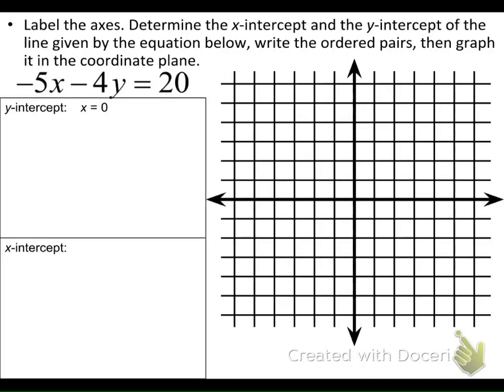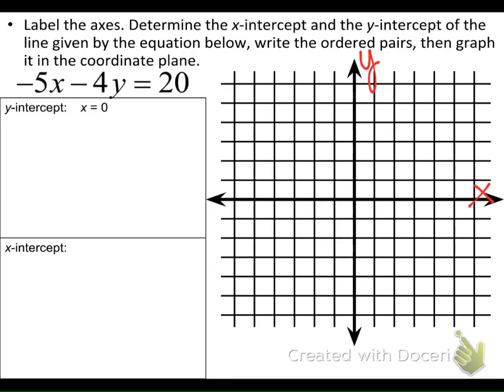Today is January 26th. This opener is going to be very similar to the quiz that you're going to take today over using intercepts to graph lines. So the first thing that you're going to do is label the axis. Again, my y-axis is the axis that is vertical, which runs up and down. My x is the one that's horizontal, that runs left to right.